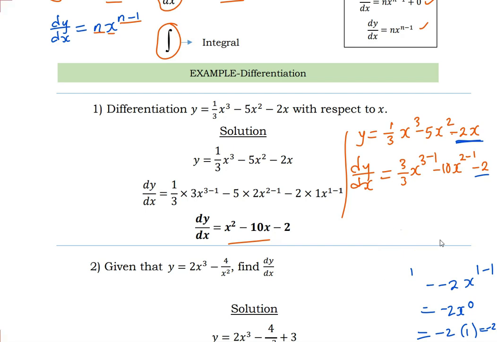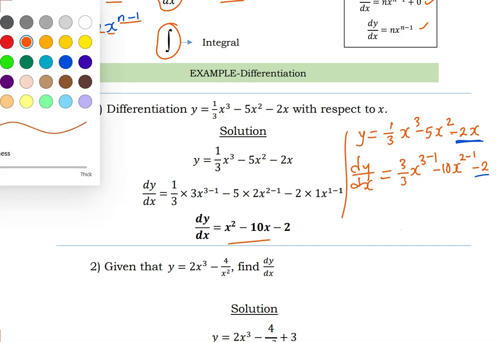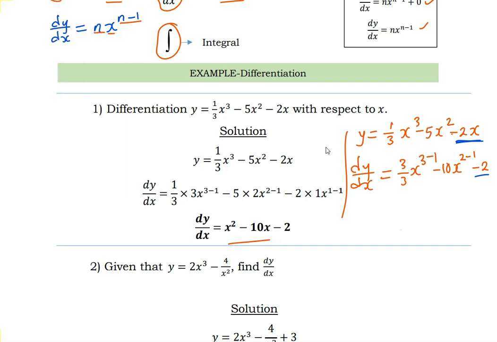So you clean up the work. So this will of course be dy dx is equal to x, 3 into 3, it's a 1, we shall remain with x power 2, that is 3 minus 1 gives us a 2, minus 10x, because 2 minus 1 will give us a power 1, and then minus 2. So this is our answer.